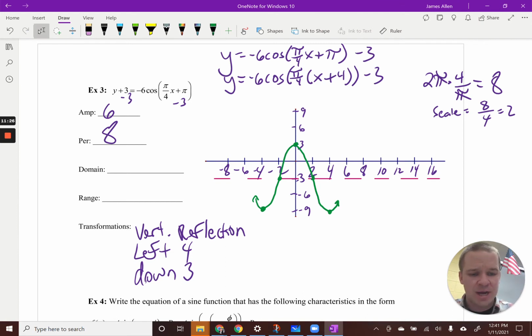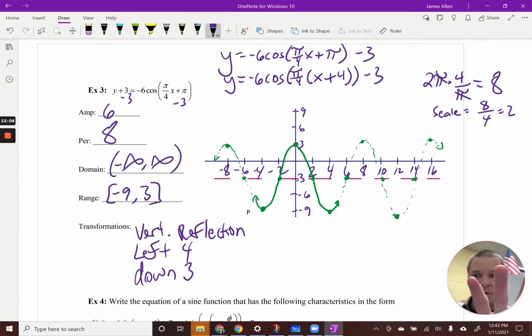And from here, I'm going to dash it out. Something just happened with this video where I paused and I didn't pause. I'm not sure. So just in case, we dashed out that graph there. You can see the solid green is 1 period, right? 8 is your period length. And then we got the dash for the rest of it. Our domain was -infinity to +infinity. Our range is -9 to 3. Cool. Because it gets as low as -9 and as high as 3. And we got all of our transformations. I think we are good to go here.